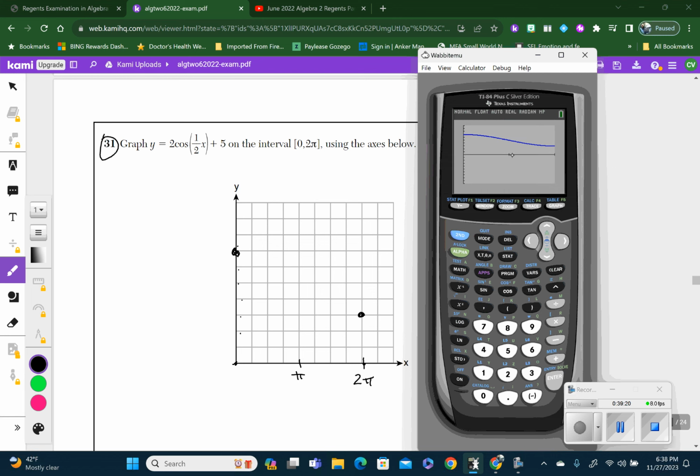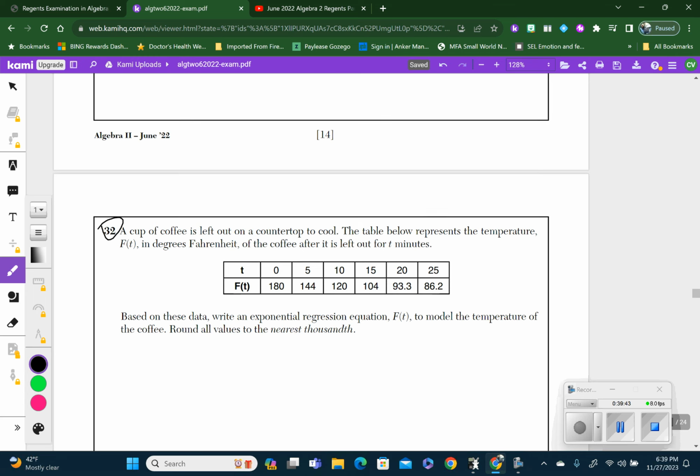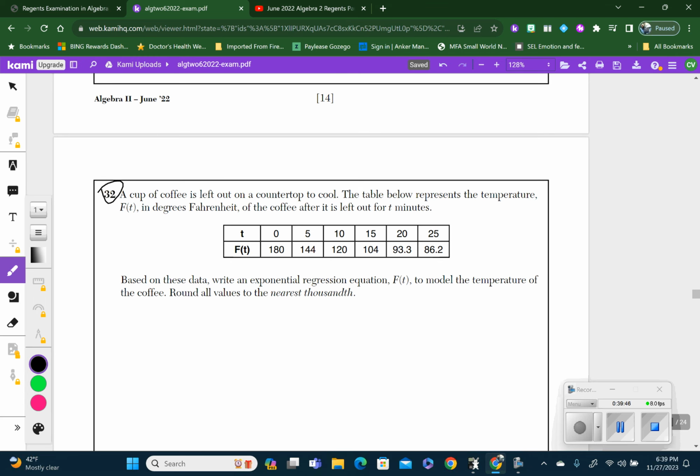Okay, so at pi, let's see what number is across from pi. So let me hit second, go right, put in pi and go to my graph. And across from pi is 5. So 1, 2, 3, 4, 5. Okay, this is enough to graph, and I go something like that. Done. That's 31. Question 32. We're almost done.